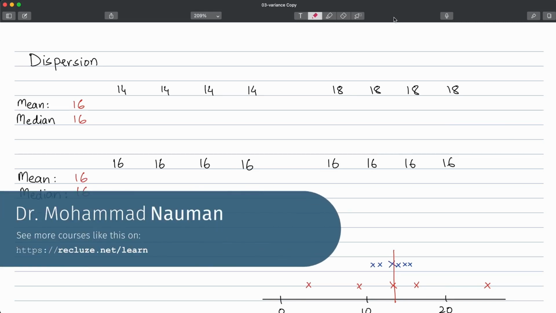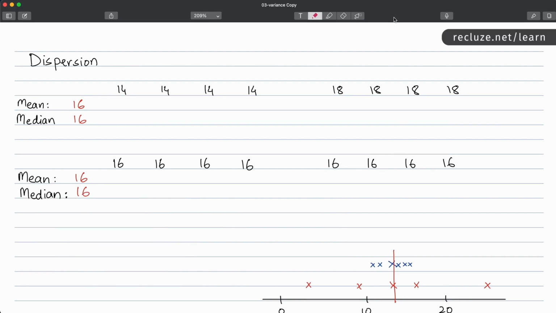We've seen how we can condense and represent the whole data set using just one measure of central tendency, such as mean or median. But there is a problem with representing the whole data set using just one measure that we are going to take a look at in this video.